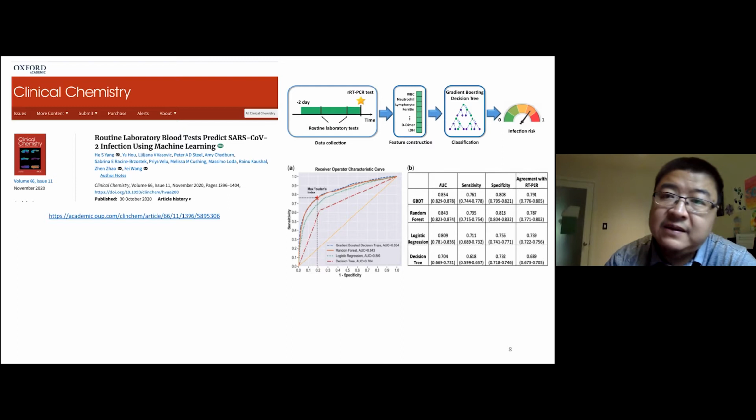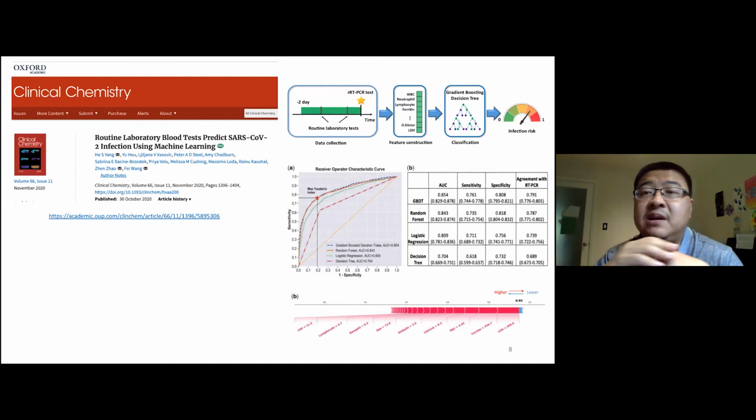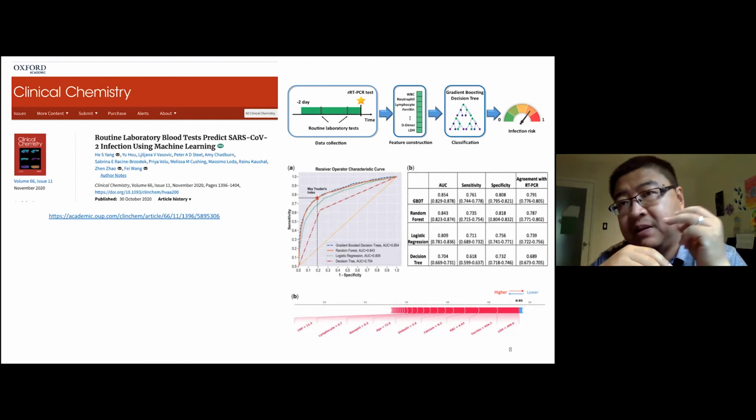And more interestingly, this model can also capture some of the false negatives, which is one of the motivations why we want to do this. In this case, our model predicts this patient has a 0.95 probability of having an actual SARS-CoV-2 infection. This means the patient is highly likely to be COVID-19 positive, but the RT-PCR result for this patient is negative.